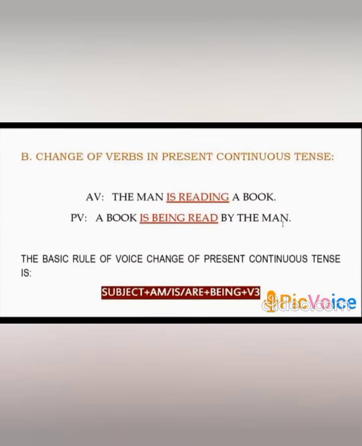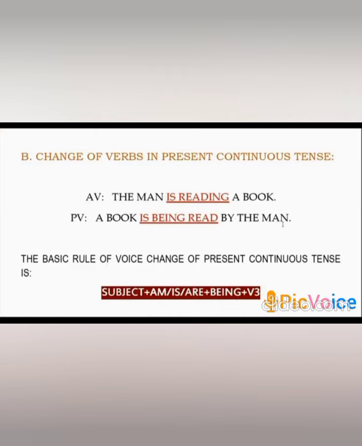Second one is change of verbs in present continuous tense. The basic rule of the voice change in the present continuous tense is subject plus am or is or are plus being plus V3 verb should be added. For example, the man is reading a book. Here, the man is the subject, is the auxiliary verb, reading is the verb, main verb, a book is the object.